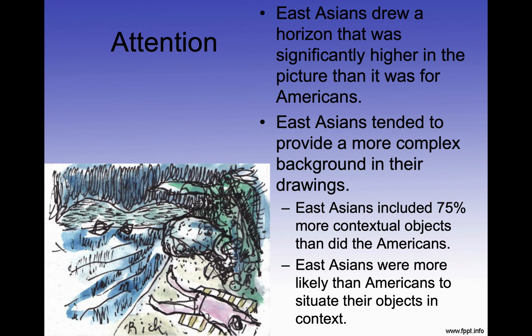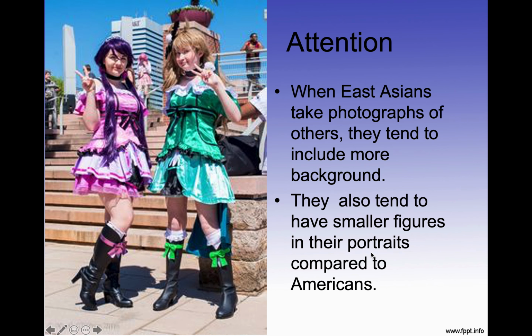East Asians drew the horizon significantly higher in the picture than Americans did. East Asians tended to provide a more complex background in their drawings. East Asians included 75% more contextual objects than the Americans did. East Asians were more likely than Americans to situate their objects in context. And as you can see, this is an East Asian picture. This is Rich that did that one. As you can see, here's the person right here. The person is almost inconsequential compared to all the other mess around them, the context.